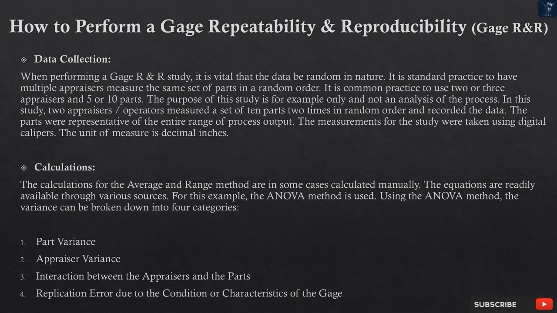In this study, 2 appraisers / operators measured a set of 10 parts 2 times in random order and recorded the data. The parts were representative of the entire range of process output. The measurements for the study were taken using digital calipers. The unit of measure is decimal inches.